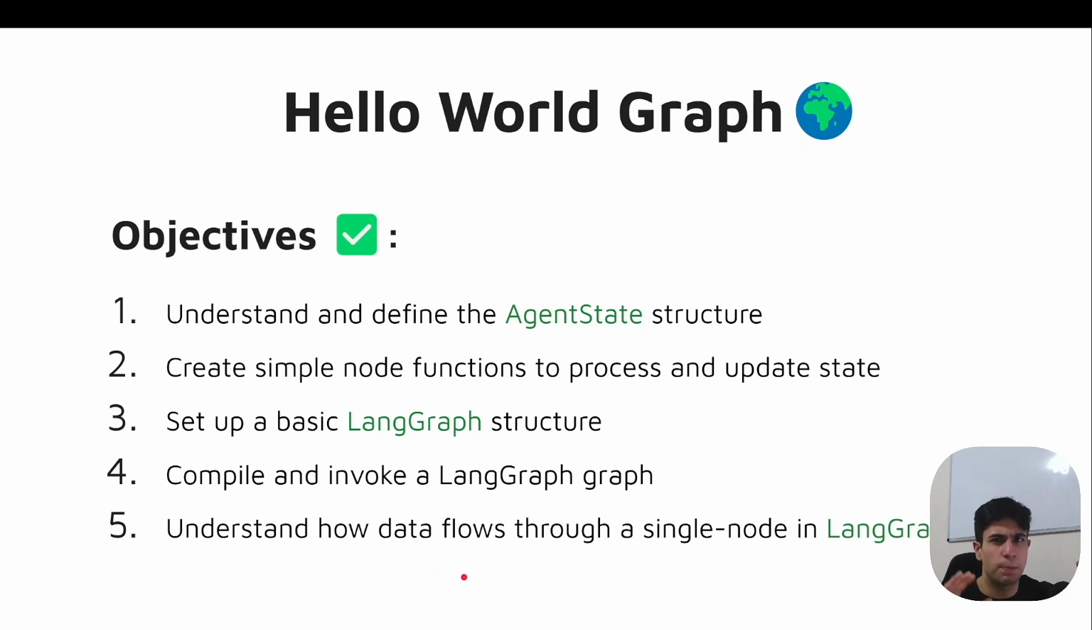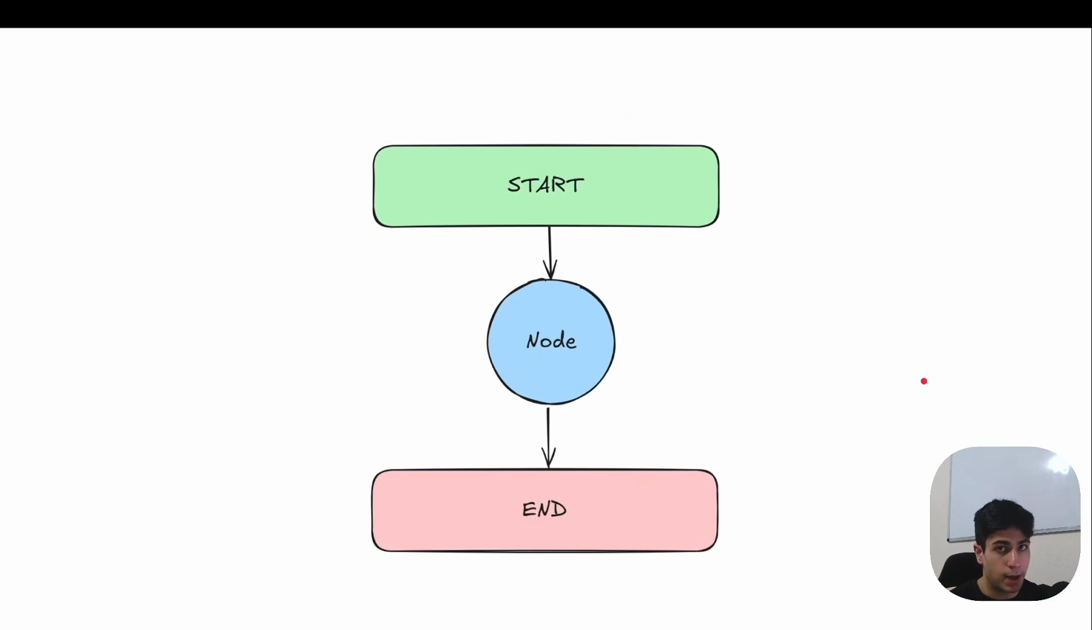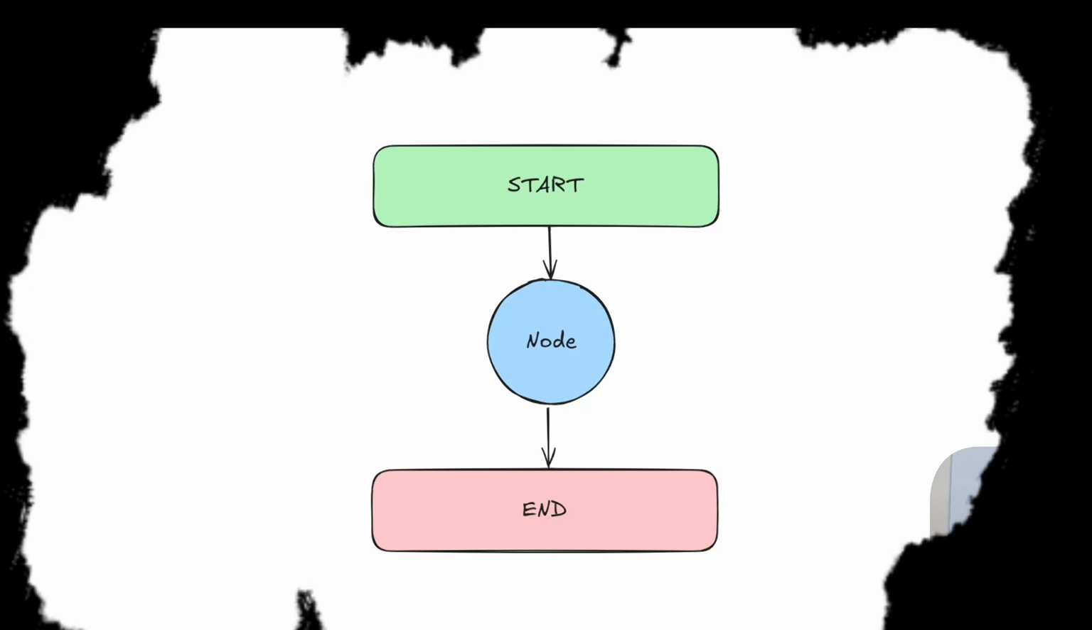Now, just to give you a bit of a heads up as to what we'll actually be covering, what we're going to be building, I should say, is this graph. Again, like I said, this is the most basic form of graph you can build in LangGraph. It has a start point and an end point, and this node sandwiched in between them. All right, cool. So hopefully you've understood what the objectives are. It's quite basic, and yeah, I'll see you at the code.